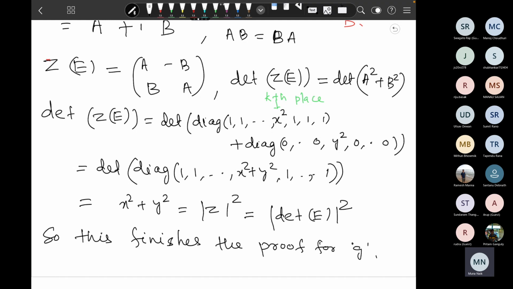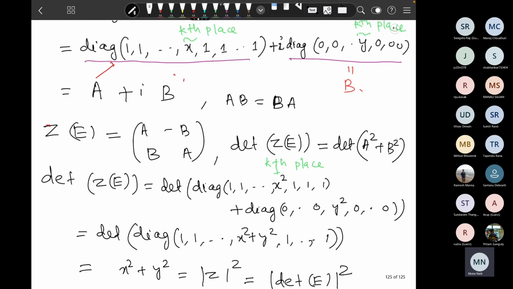So is this clear, Ushchap Devan? Or is this proof clear? Yes, it's clear. Okay, so these properties we will need in future.